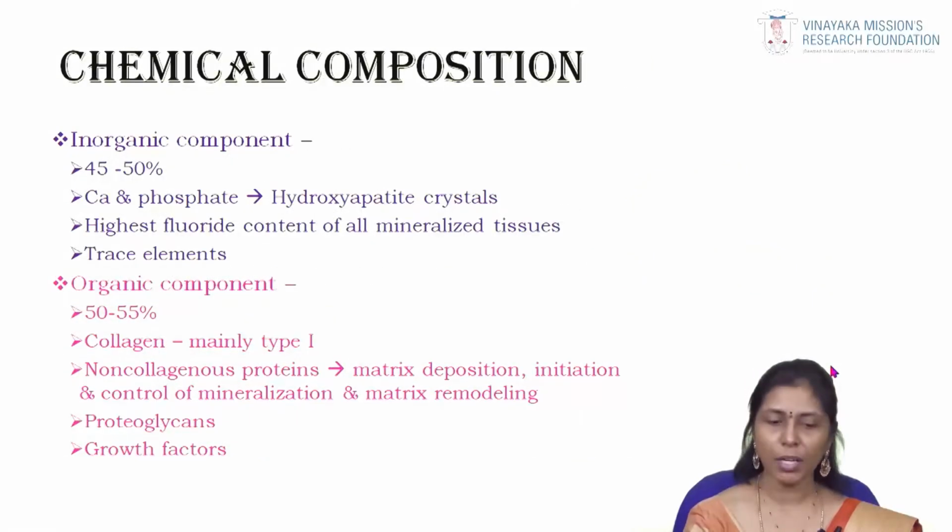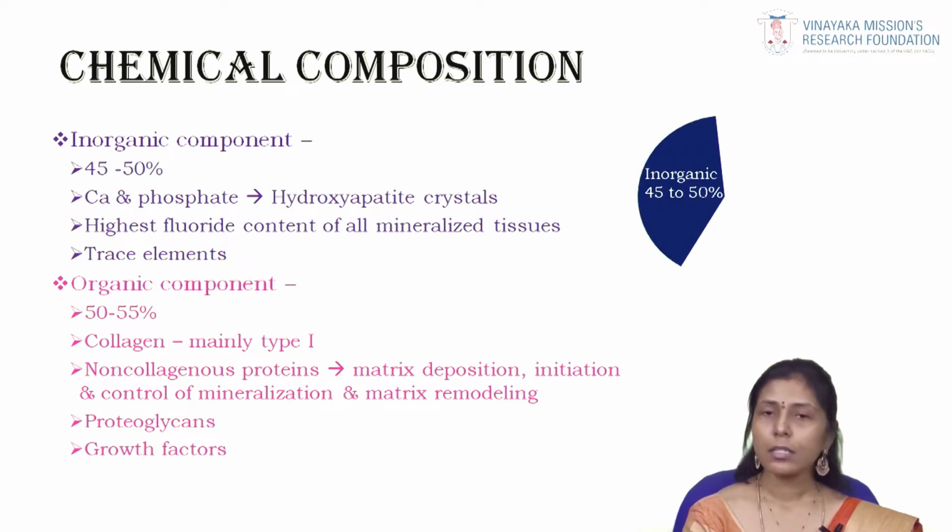Next, coming to chemical composition of cementum. The inorganic component of cementum is going to be 45 to 50%. That is, it is composed of calcium and phosphate in the form of hydroxyapatite crystals. In case of cementum, this hard tissue is the one that is going to have the highest fluoride content of all the mineralized tissues. So also it contains many trace elements. Among these trace elements, fluoride is going to be most in case of cementum.